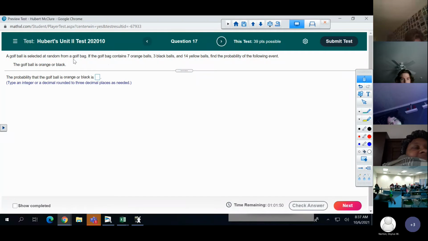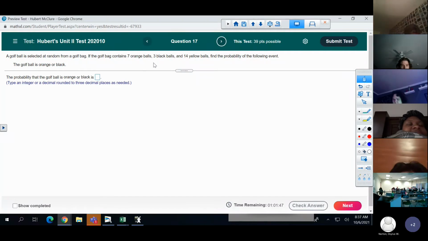A golf ball is selected at random from a golf bag. Now these are different now. They're not the same. 7 orange balls, 3 black balls, and 14 yellow balls. Find the probability of the following event. The golf ball is orange or black. What's that word? Or. What does or mean? I asked that yesterday and the student said, multiplication. Nope. Addition. So you're going to add the probability of orange and the probability of black.